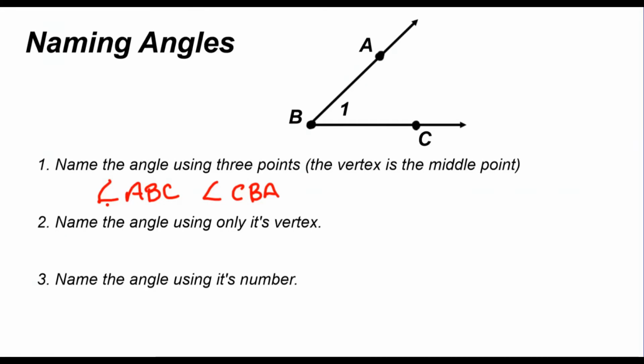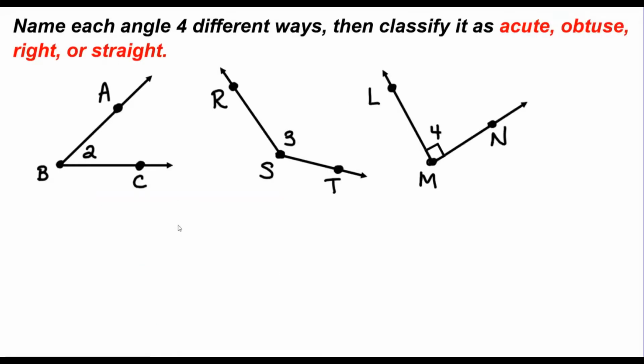Another way we can name an angle is to name it by just its vertex. And the vertex of this angle is B, so we can call it angle B. Or if it has a number inside the angle, we can name it just by its number. We could also call this angle 1. So you can see that there are 4 different ways to name this angle: angle ABC, angle CBA, angle B, or just angle 1. So let's take a look at some angles here, and we're going to name each 4 different ways, and then we're going to classify it as acute, obtuse, right, or straight.